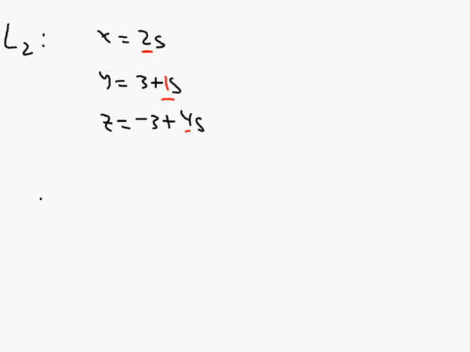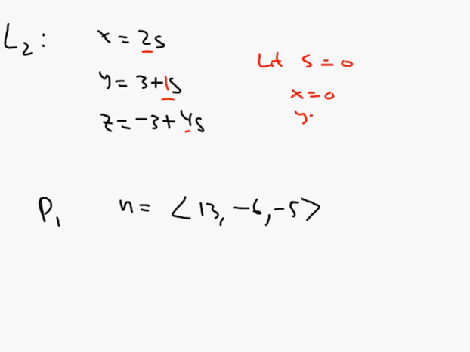I know that the normal vector to plane 2 has to be this 13, negative 6, negative 5. And if I just let s equals 0, I'll get a point on line 1. Right? So if s equals 0, I get x equals 0, y equals 3, and z equals negative 3. So this implies that the point 0, 3, negative 3 is on line 1, which is on plane, oh, I should say, be careful about that, not line 1, line 2, my bad. Line 2, which is on plane 2.